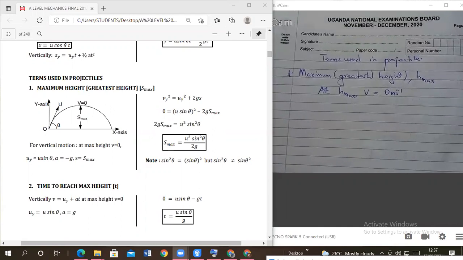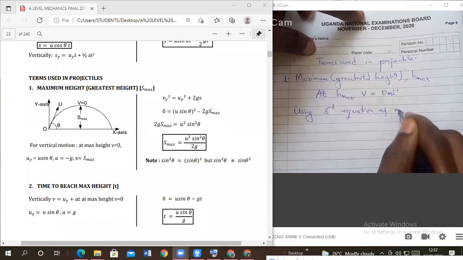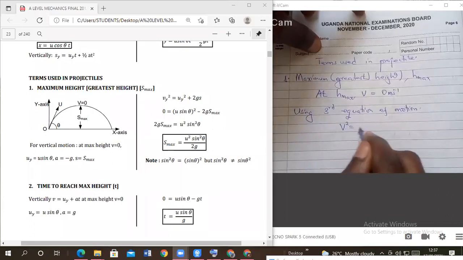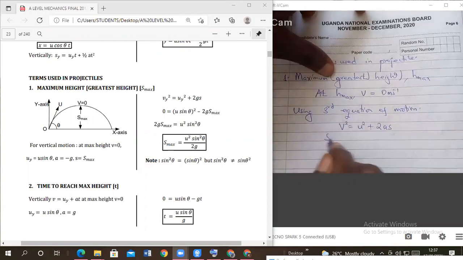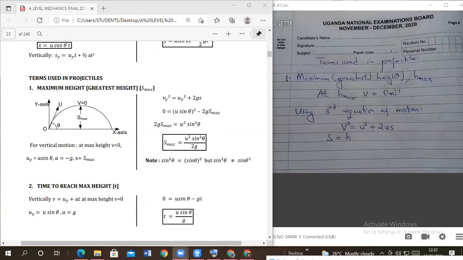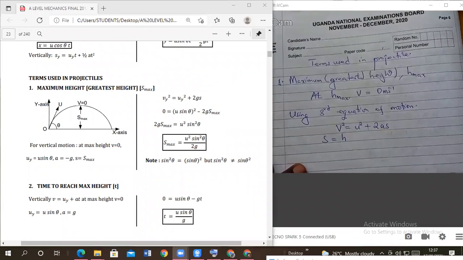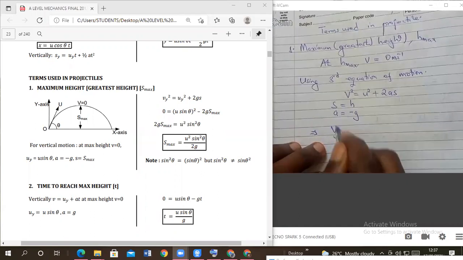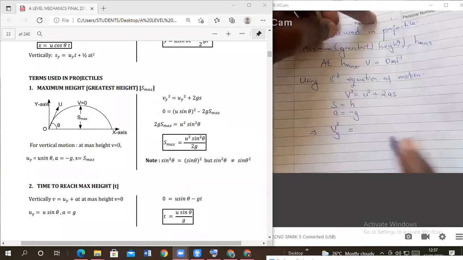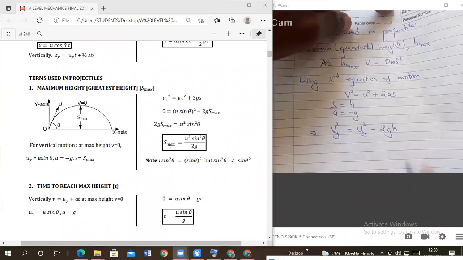Using the third equation of motion, which is v squared equals u squared plus 2ax. When a body is moving vertically, the distance becomes the height. Since it's vertical motion moving upward, our a is equal to negative g. So Vy squared equals Uy squared minus 2gH.